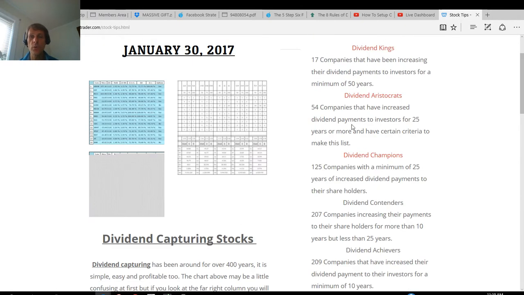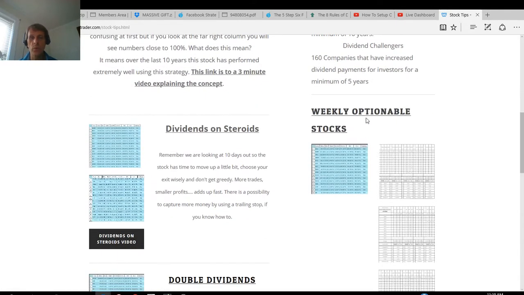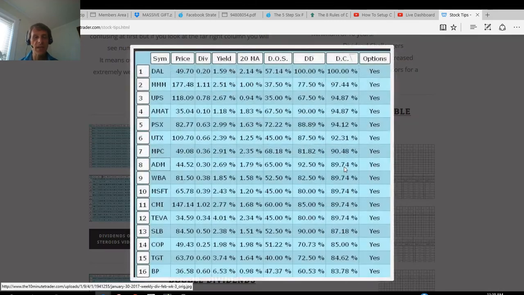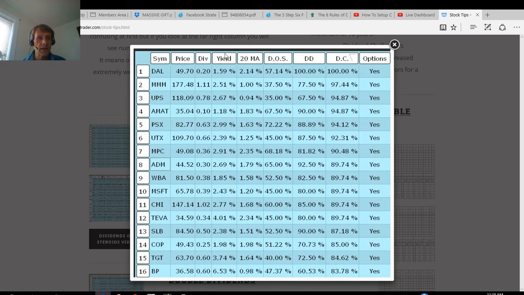Dividend capturing, we go over, slide down a little bit. We go over the weekly optionable stocks. Now these stocks right here have weekly options. Why do I like weekly options? Because it gives you more opportunities for profits. Delta Airlines, 3M, UPS, AMAT. Oh, I was just looking at them a little while ago.